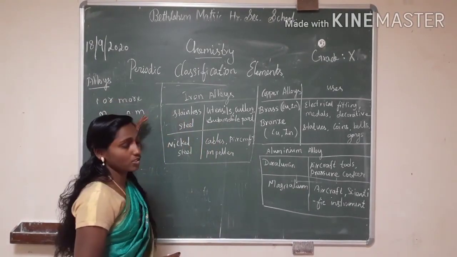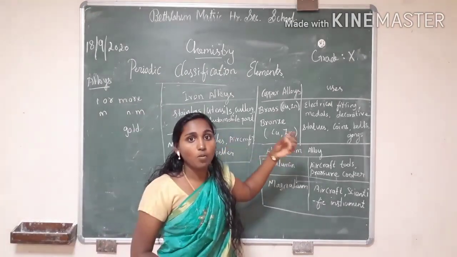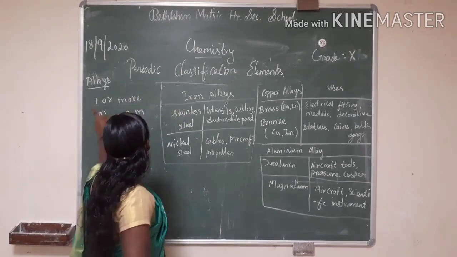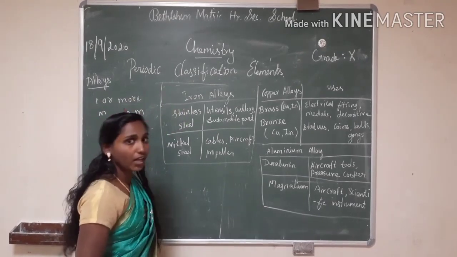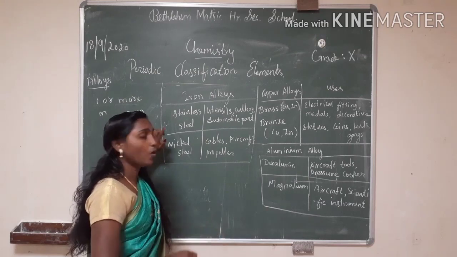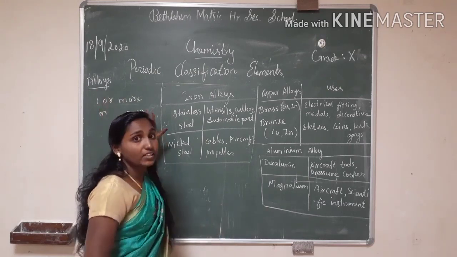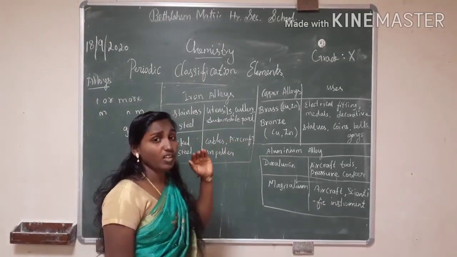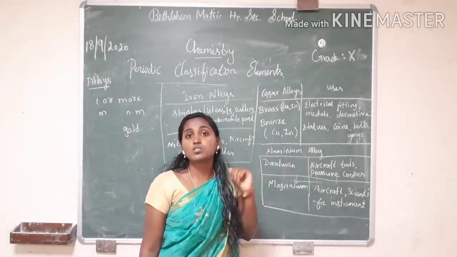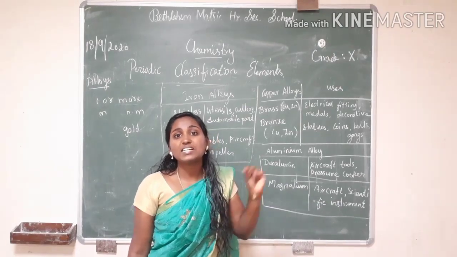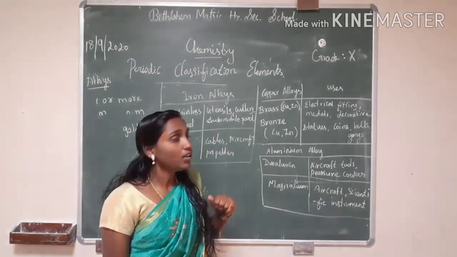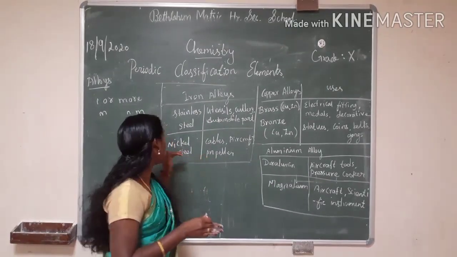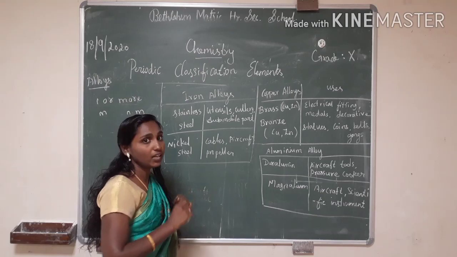So this is an alloy. So what is alloys? Alloys is a homogeneous mixture of one or more metals, or one or more metals with non-metals. Example: gold. Pure gold is too soft to be used, so a little percentage of copper is added in the gold for the hardness and tensile strength.